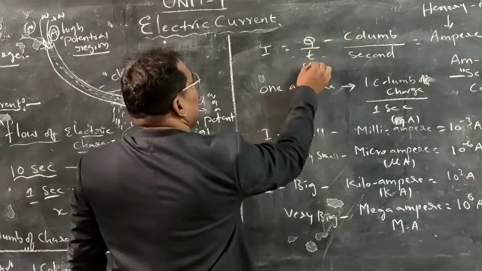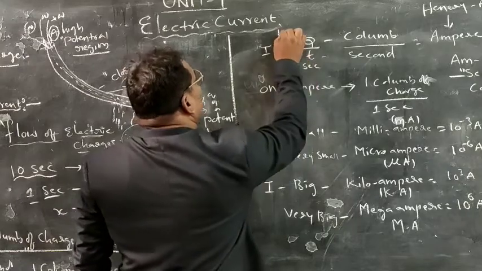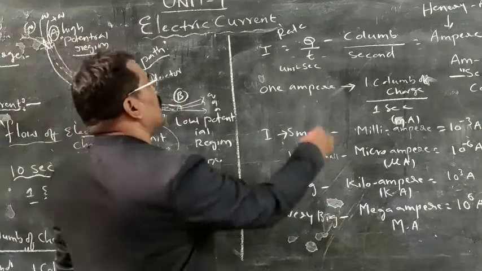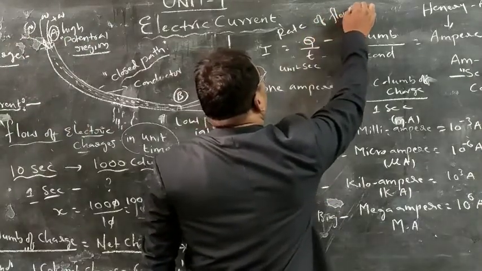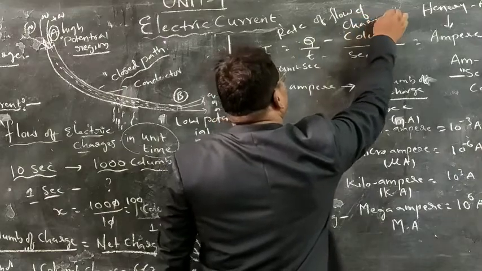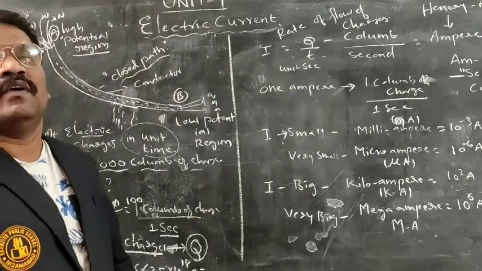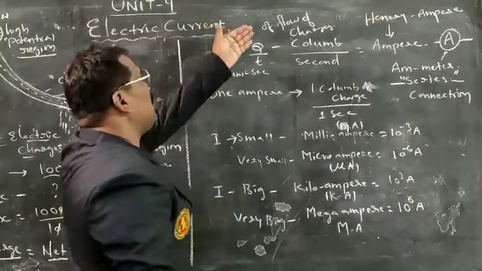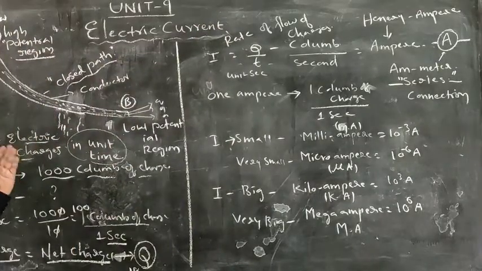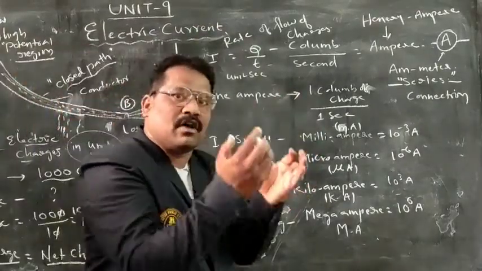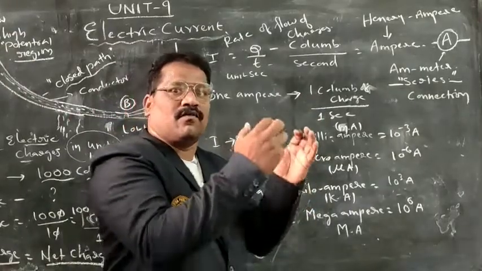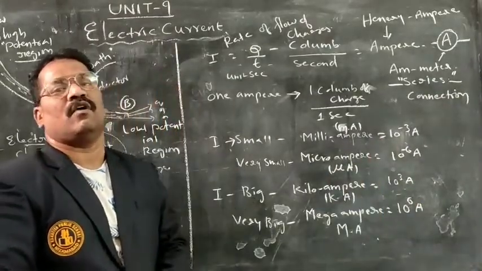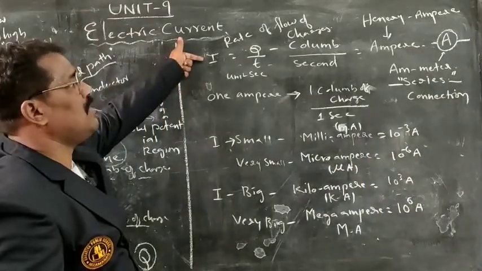Therefore, charge per unit time is Q by T. We can also define electric current as the rate of flow of charges. The rate of flow of charges is also called electric current, or the amount of flow of electric charges per certain time interval is called electric current.